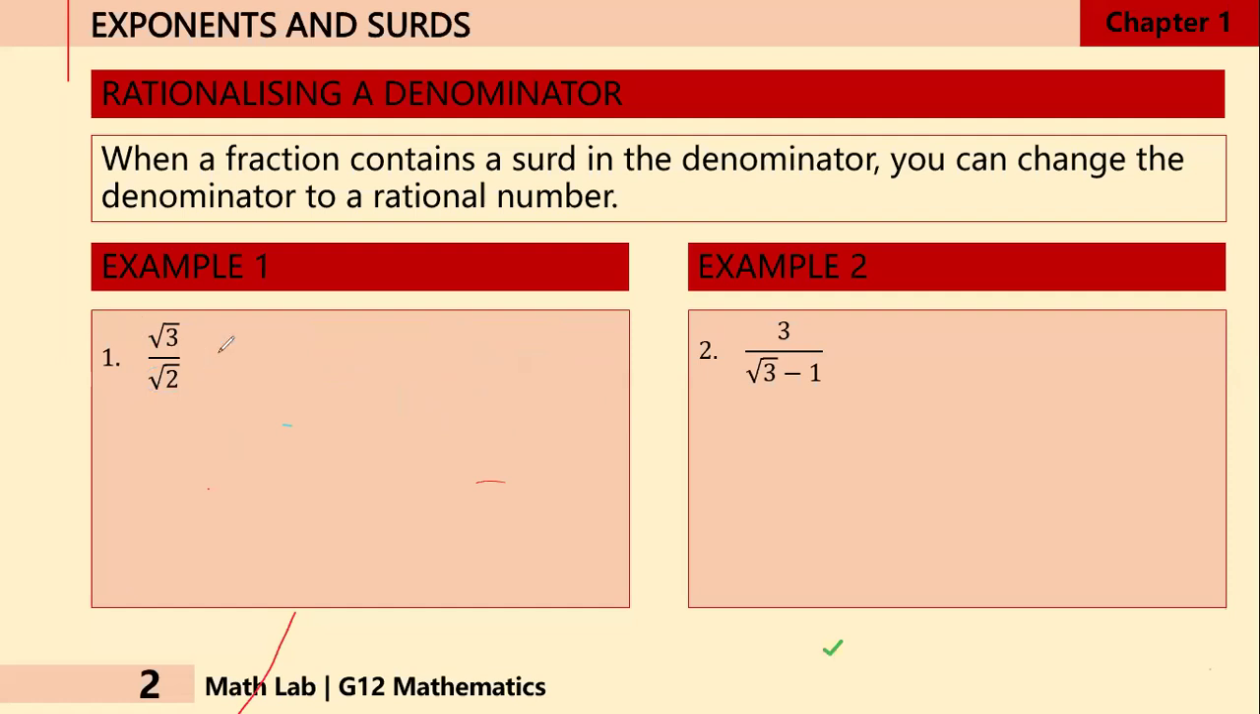All right. So we want to rationalize root 3 over root 2. What is our denominator here? Our denominator is root 2. The reason why we rationalize it is because if it's a fraction like this, we don't want the denominator to be an irrational number like root 2. So we want to rationalize it. So it's going to be root 3 over root 2 multiplied.